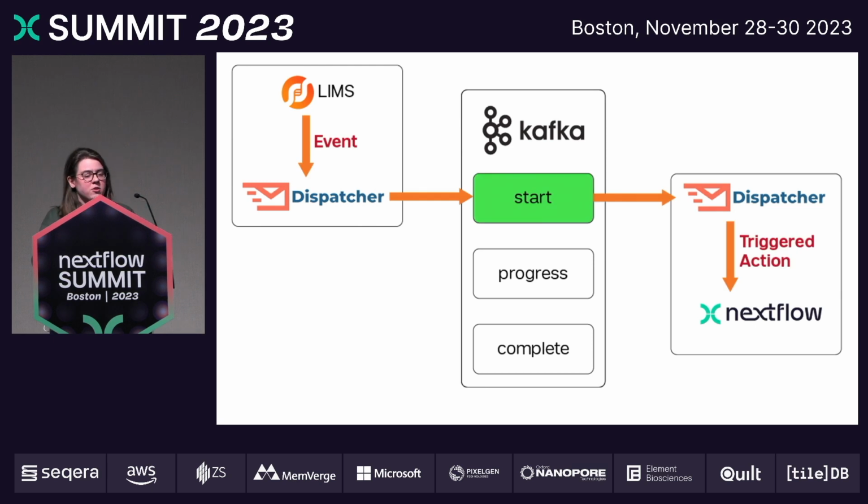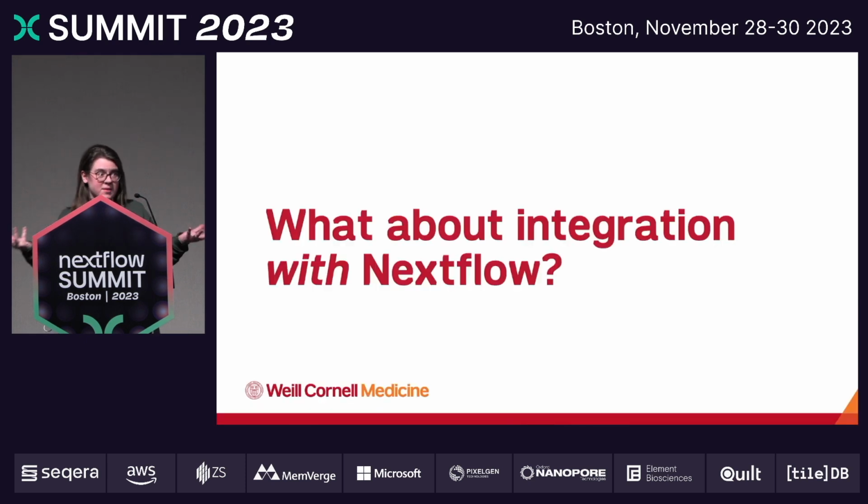The dispatcher responds to an event in my LIMS. In this case, it could be creating a sample sheet because there's enough data to create one. The dispatcher can send a message containing the address of the sample sheet to the topic start. My other dispatcher on the job submit node is subscribed to the topic start and can trigger an action based on the content. There's a message with the sample sheet address. The dispatcher gets the sample sheet address and can trigger Nextflow to start my pipeline. So this isn't too bad so far.